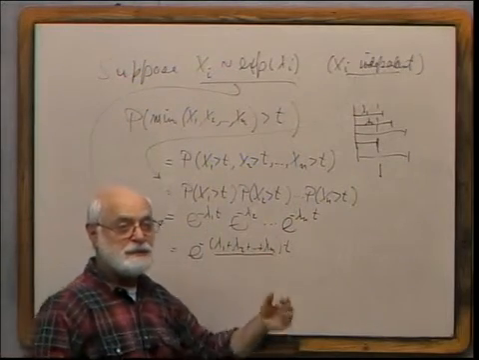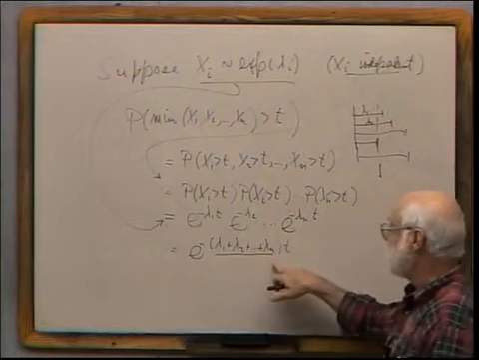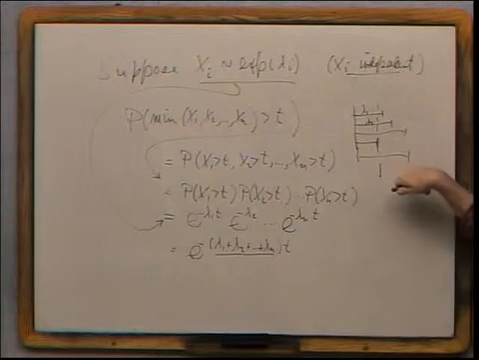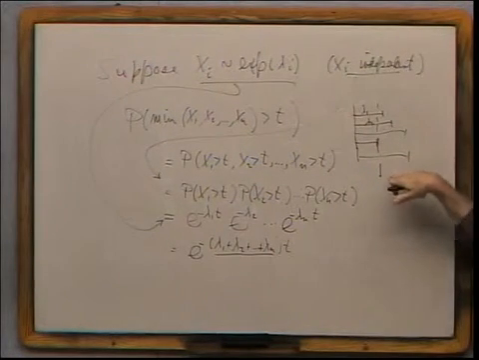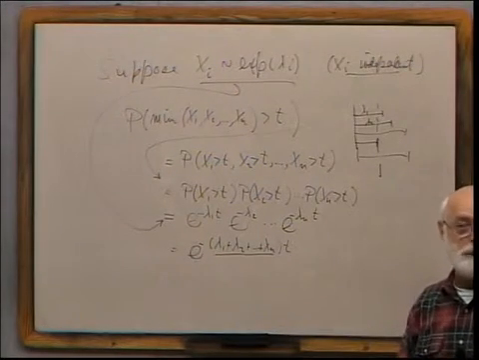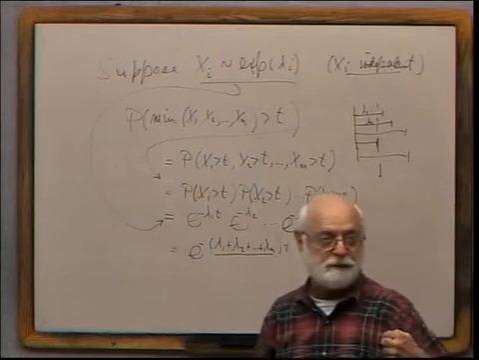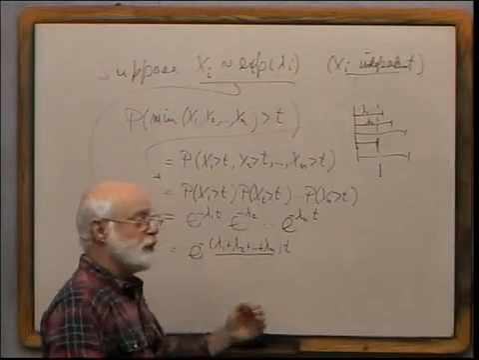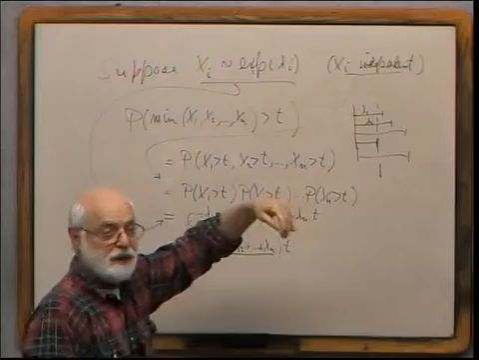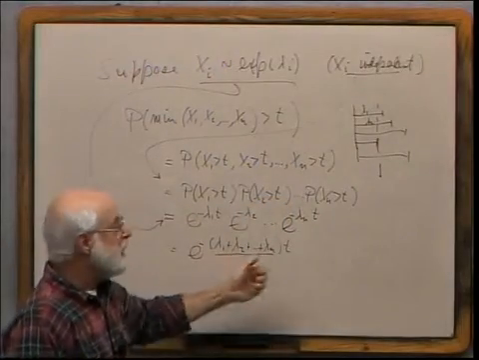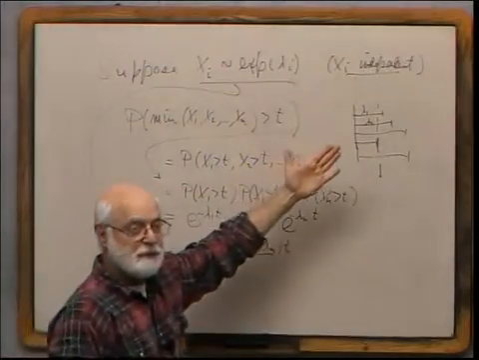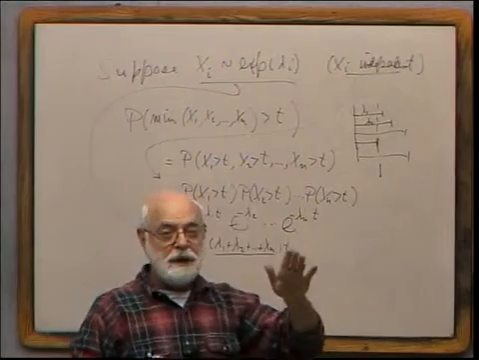Now, what's the parameter of that exponential? Well, that parameter is the sum of the parameters of the individual lifetimes. The individual lifetimes are independent of each other, but the minimum is not independent of each of them. The minimum is the smallest one of all of them. So the time until the first service completion or the first death in this diagram is exponentially distributed, and its parameter, its rate, is the sum of the rates of each of the individual lifetimes. So minima of exponential variables are exponentially distributed.